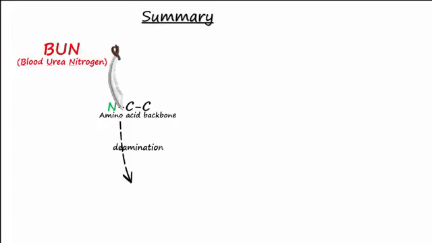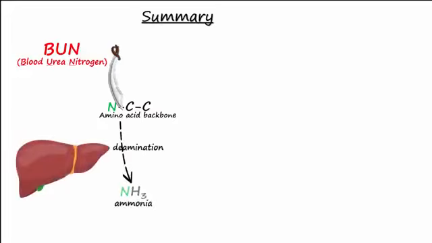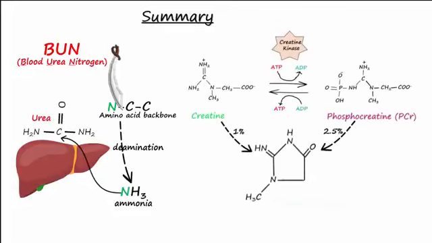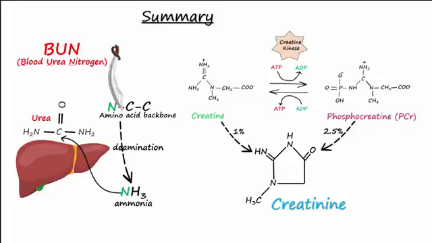Here's an animated summary now of how BUN and creatinine are produced. Remember that BUN is urea in the blood and comes from converting ammonia to urea in the liver. The ammonia comes from breakdown of amino acids. Creatinine comes from the breakdown of creatine and phosphocreatine in muscle cells. Remember that muscle cells use phosphocreatine to quickly make ATP under anaerobic conditions.